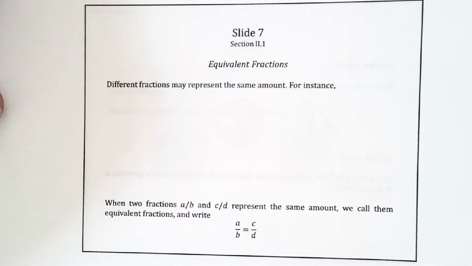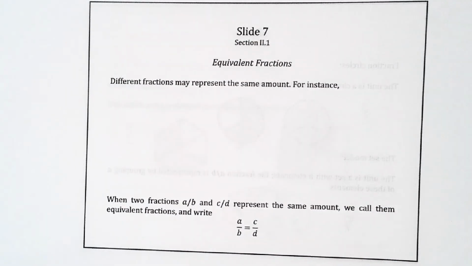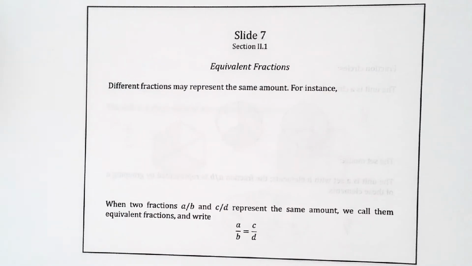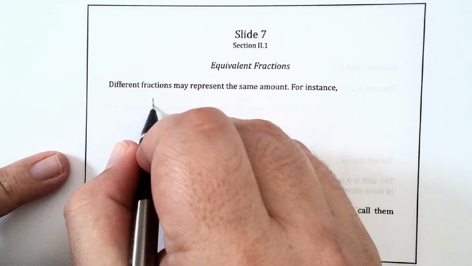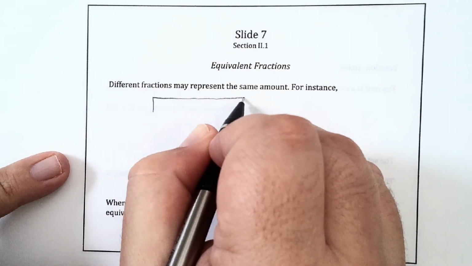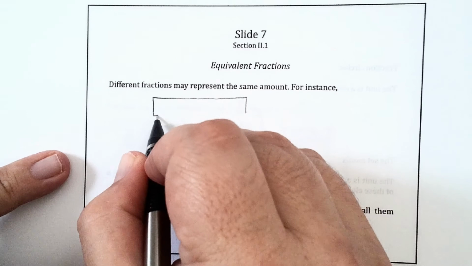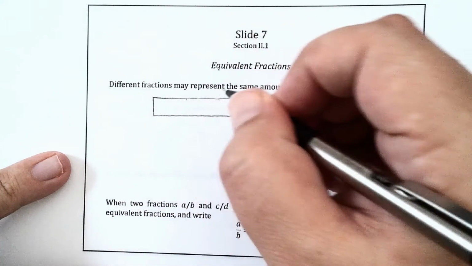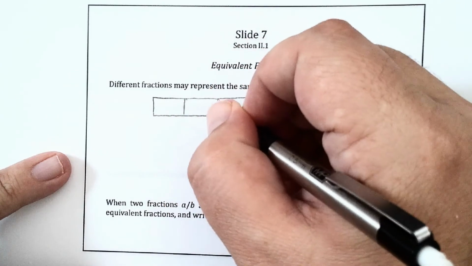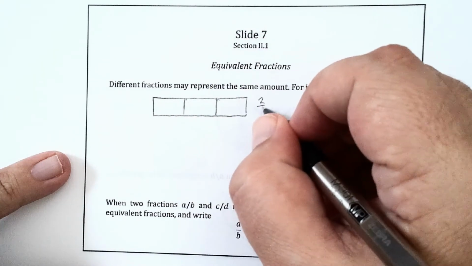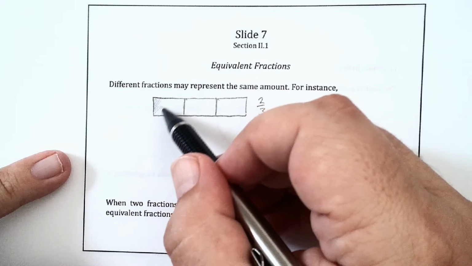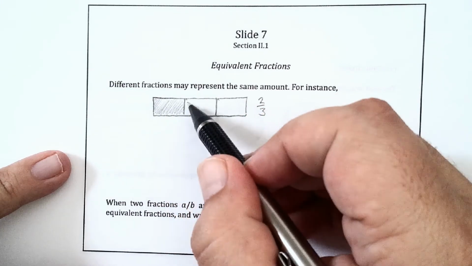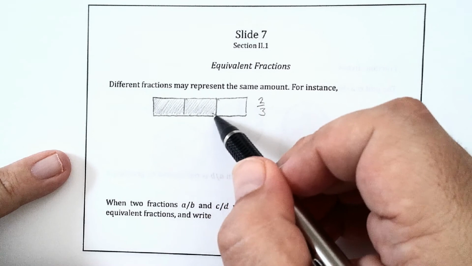So let's talk about equivalent fractions. As you may have noticed, or as I'm sure you already know, different fractions can represent the same amount. So, for example, let's think about 2/3. We drew a picture of it a minute ago. Let's redraw that. I'll draw it kind of small. Okay, I'm going to draw it as a fraction strip. So I just take my strip, divide it into 3 equal parts, shade in 2 of them, like we just did.